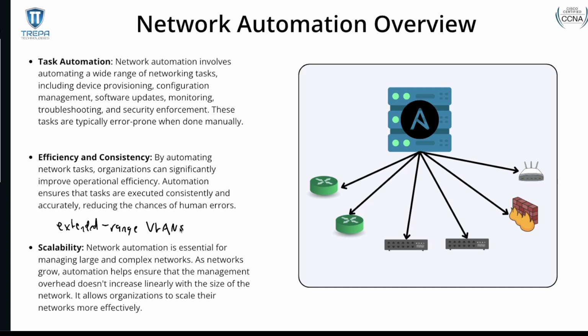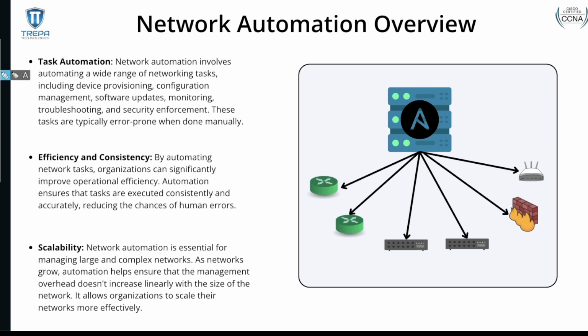Typically, in a traditional network, how would we do this configuration? We'd have to go one by one and configure extended range VLANs, maybe 1,000 through 2,000. Again, there's maybe some human error, and automation ensures that the tasks are executed consistently and accurately. So that's a benefit. Now, obviously, if you're configuring 1,000 VLANs, that's a crazy network. Maybe you're in the biggest data center in the world.